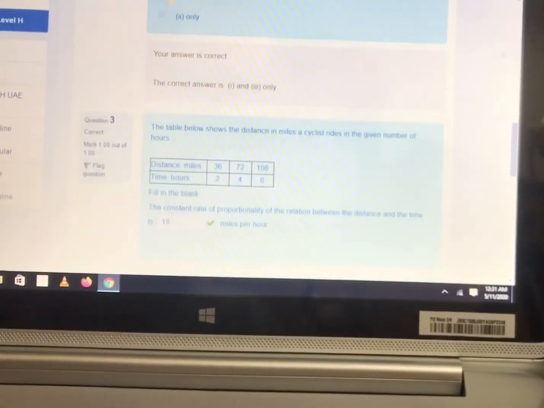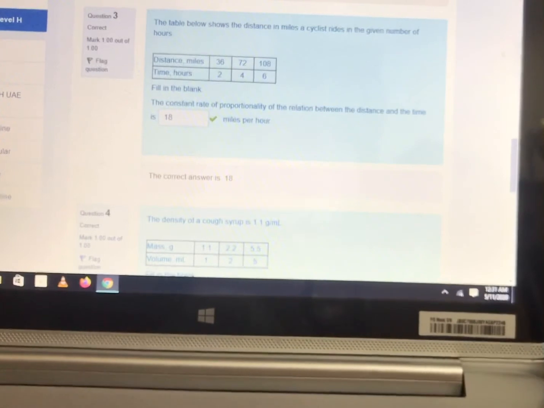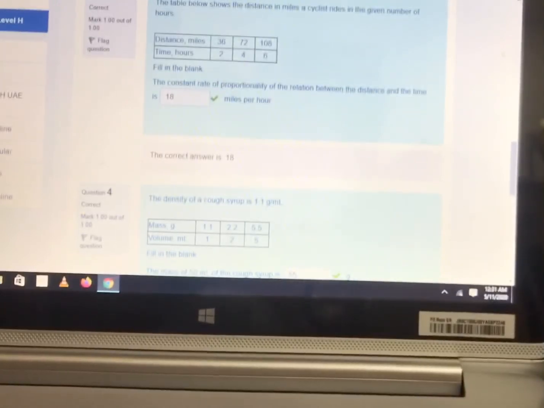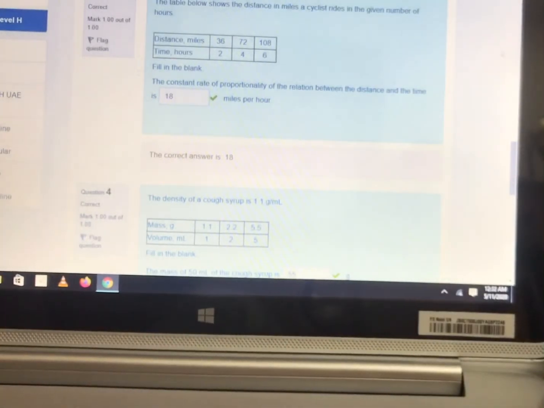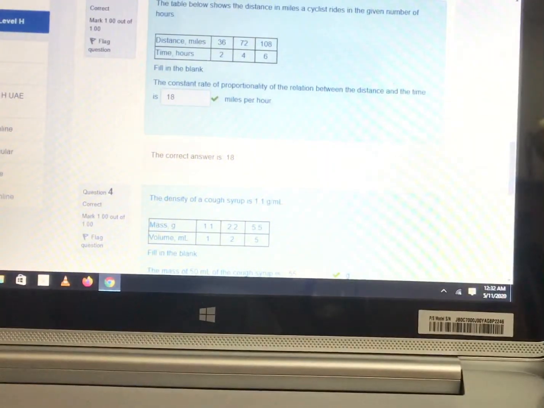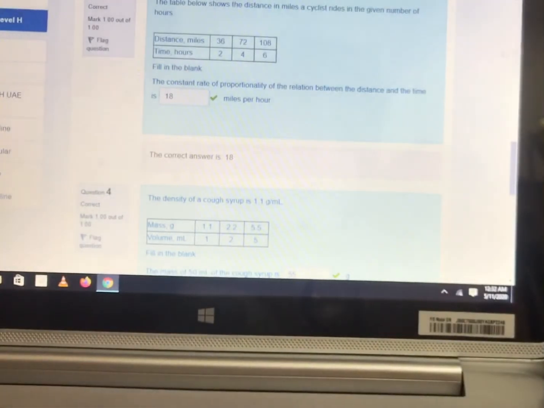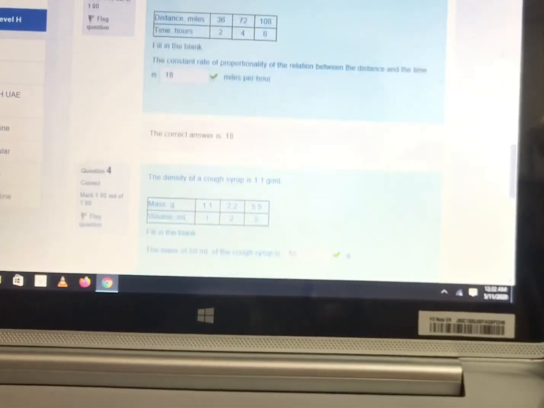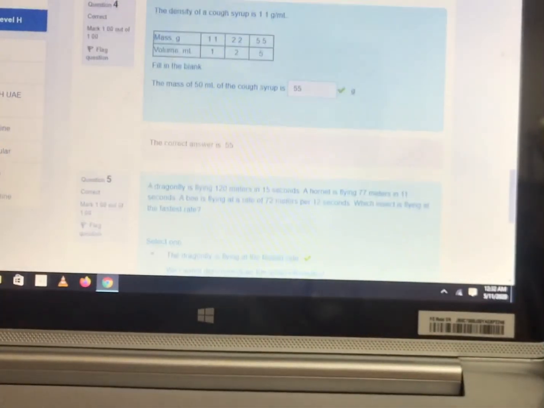Now we are on question number 3. The table below shows the distance in miles a cyclist rides in the given number of hours. So what he gives us is distance and time. Distance is given in miles and time in hours. Next, fill in the blank: the constant rate of proportionality of the relation between the distance and the time is dash. So we just have to multiply and get the answer. The answer is 18.